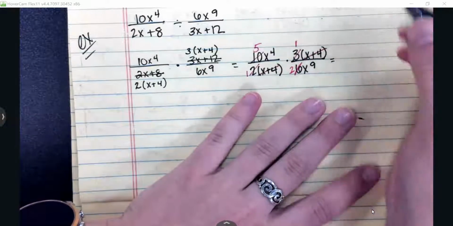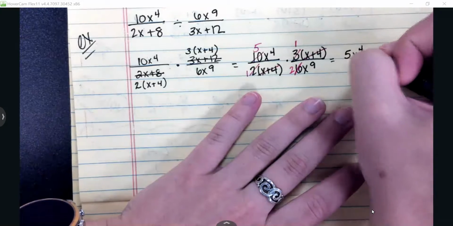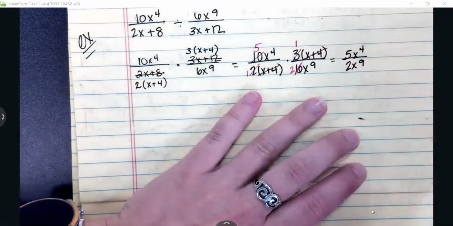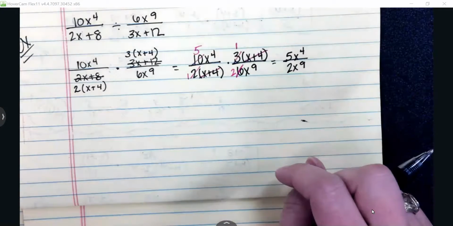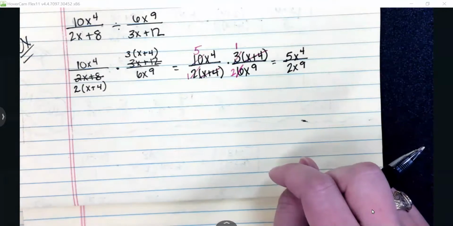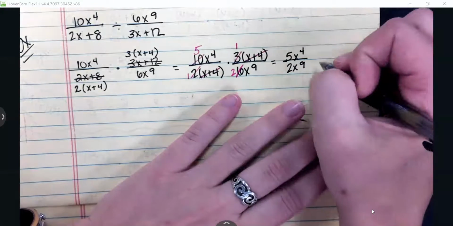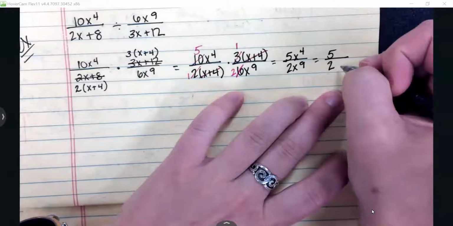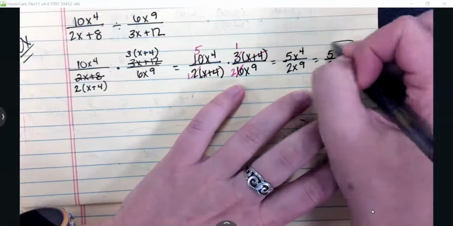So if I go straight across, I have 5 times 1 is 5, x to the 4th over 2, x to the 9th. This is not finished. Why is it not finished? I can get rid of some of my x's. This is like your warm-up where we simplified. So where will my x's be, top or bottom? Bottom, how many more? 5, very good.